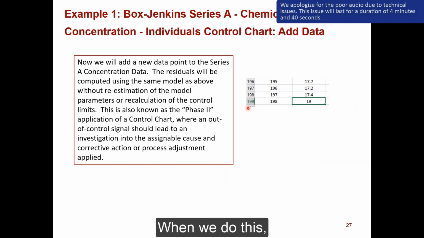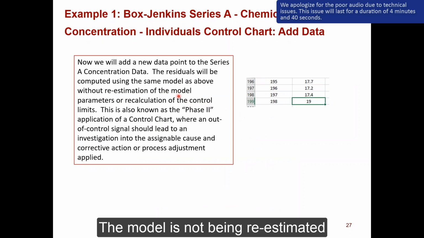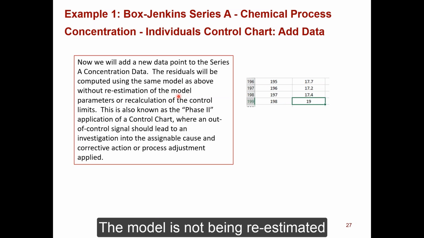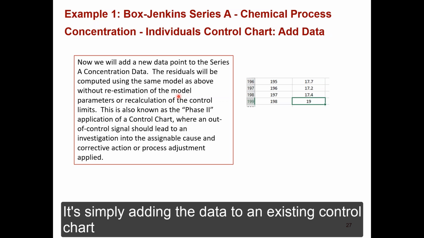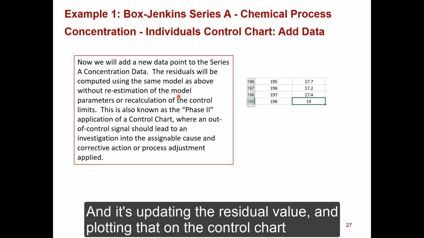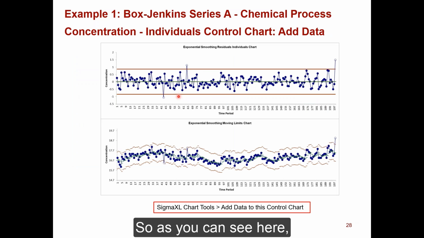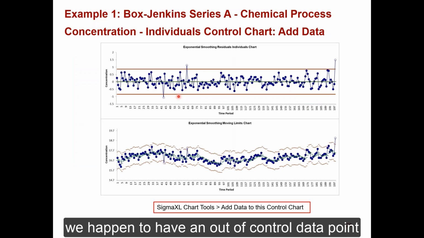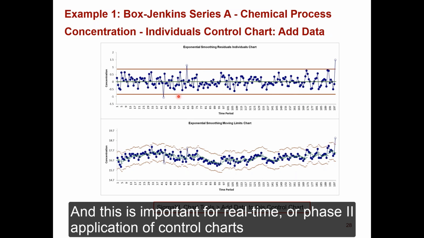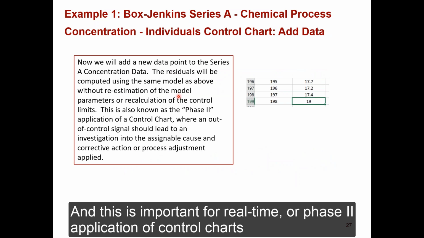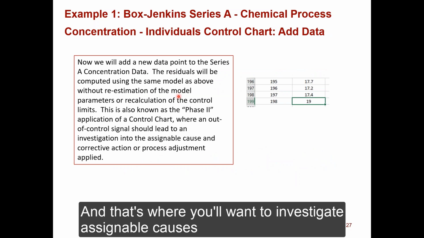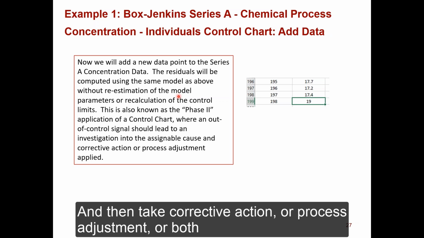When we do this, the model is not being re-estimated. It's simply adding the data to an existing control chart, updating the residual value and plotting that on the control chart. So as you can see here, we have an out-of-control data point. And this is important for real-time or phase 2 application of the control chart. That's where you would want to investigate assignable causes and then take corrective action or process adjustment applied.